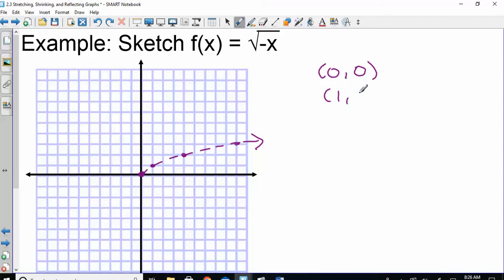All right, so inside changes x. If I make my x's negative, we have 0, 0, negative 1, 1, negative 4, 2. If you wanted more, negative 9, 3. You're changing your x's so it flips over the y-axis. So it looks like that.